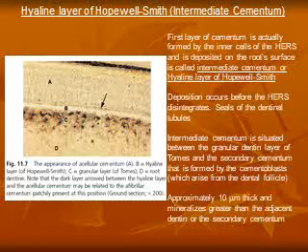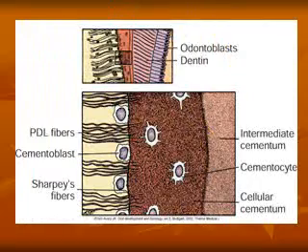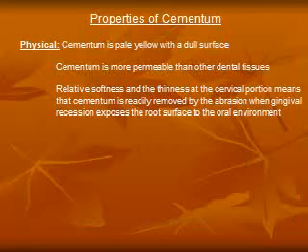Deposition occurs before the Hertwig's epithelial root sheath disintegrates. Intermediate cementum is situated between the granular layer of Tomes in the dentin and the secondary cementum that is formed by the cementoblasts. It is approximately 10 micrometers thick and mineralized more than the adjacent dentin or the secondary cementum. So it has a high degree of mineralization, this intermediate cementum. This diagram shows how the cementocyte is entrapped and forms cellular cementum.